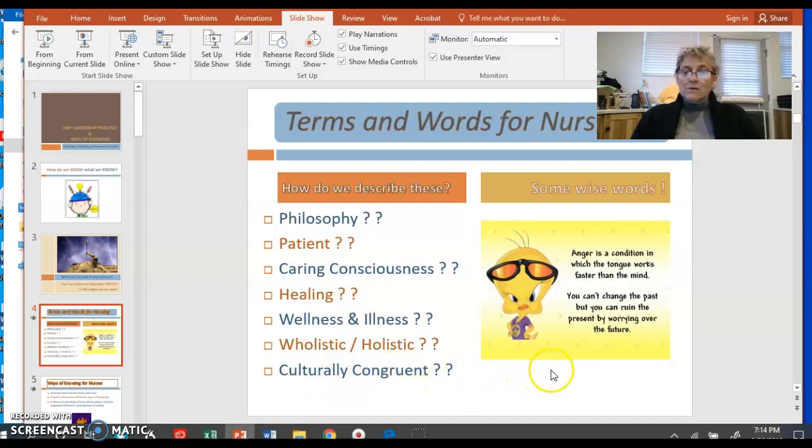So some wise words from one of our favorite characters in a cartoon. Anger is a condition in which the tongue works faster than the mind. So is that a way to describe anger? Or do you describe anger differently? You can't change the past, but you can ruin the present by worrying over the future. And so perhaps during this program, those might be some wise words for us to remember to hold our tongue and to think about what we might be able to change tomorrow that we can't change today.